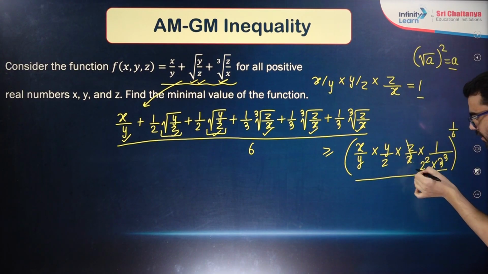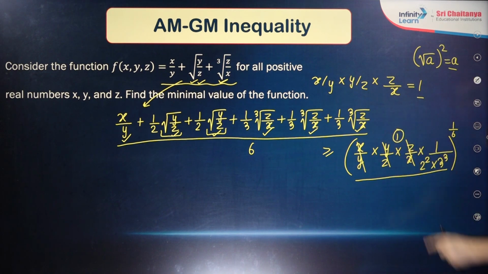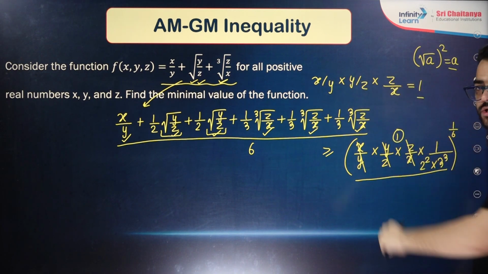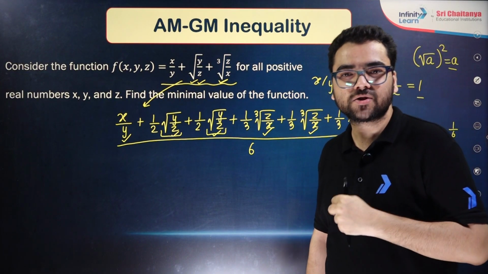Now you see these will be cancelled out. Yes or no? The product is 1 over here. So that was the manipulation which I was talking about. You understand, that is the manipulation which I was talking about.